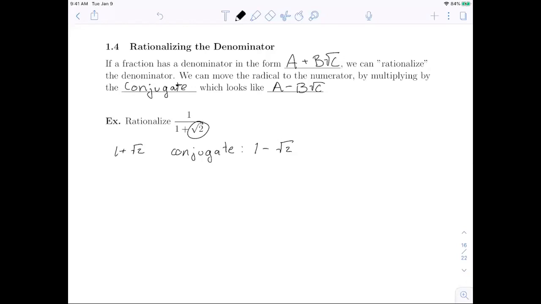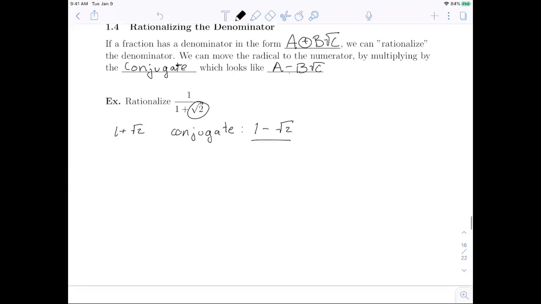Okay. So, the way that we can move it out is we multiply by what's called the conjugate. Basically, I just take whatever sign is right here and I switch it. So we're given a positive here, so 1 plus the square root of 2. Its conjugate, we said last time, was 1 minus the square root of 2.